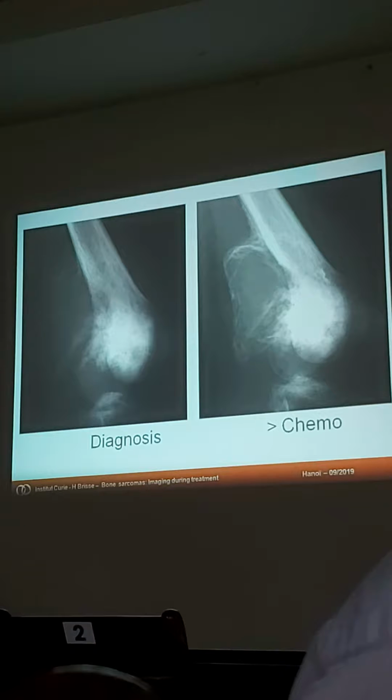Evolution progression, c'est bad evolution. C'est mauvaise réponse.